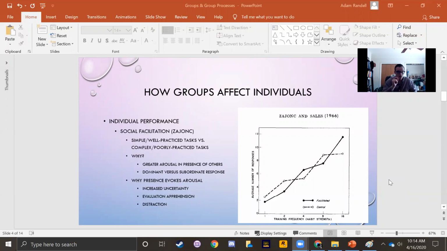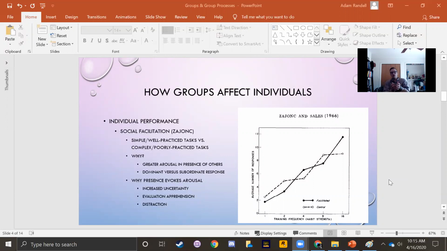Now, this process of social facilitation, why does it occur? Well, it's thought to occur because we become concerned with the evaluations of others. Now, that's only one of at least three potential explanations, and we're going to come back to those explanations in a little bit.